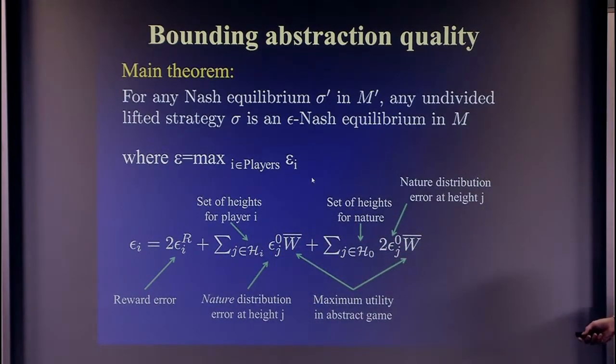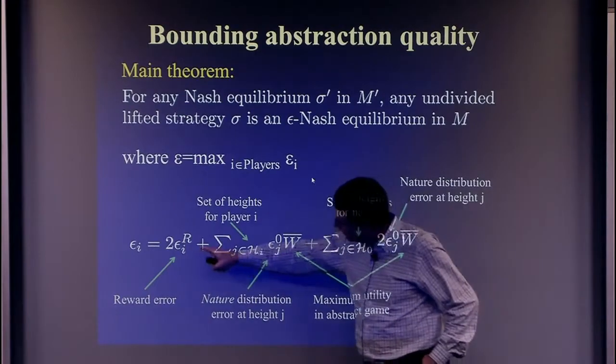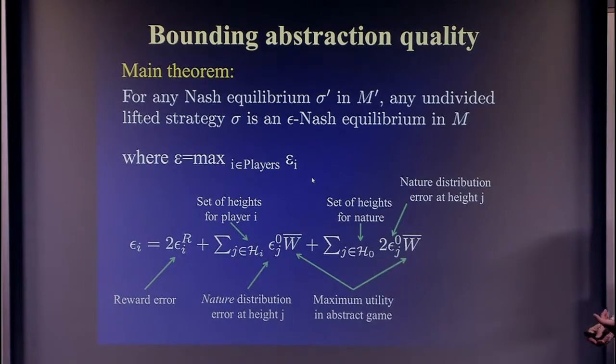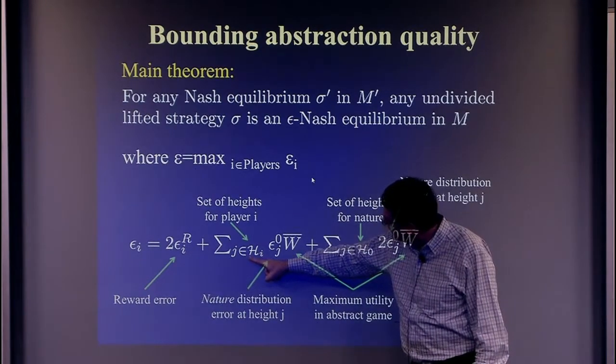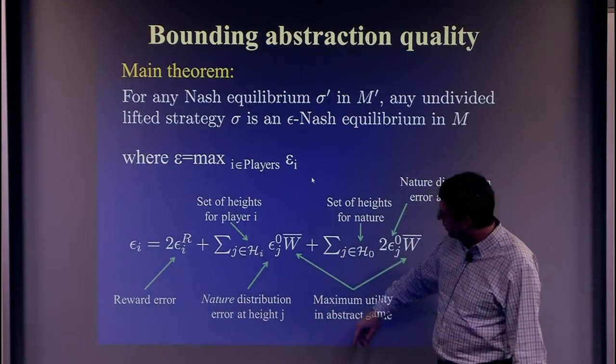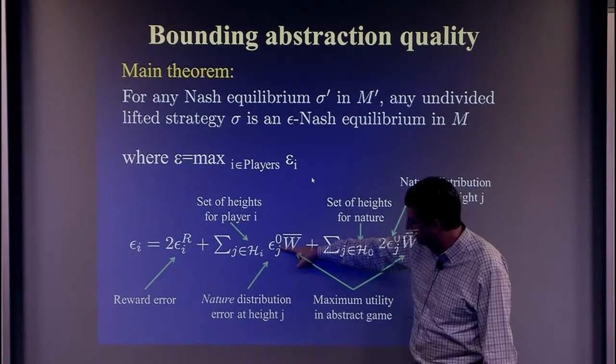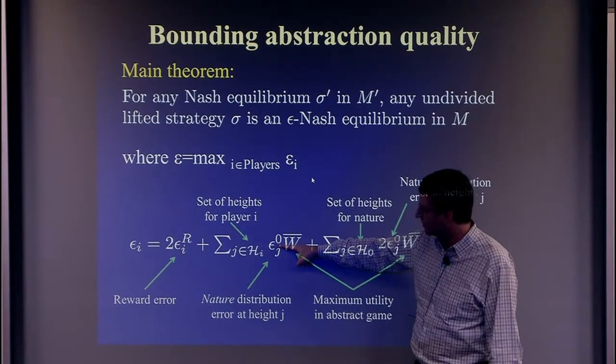And what is that? Well, it's two times the reward error, which is defined recursively on the game. So a node's reward error is how it differs from the abstraction if it's a leaf, and you recursively define it up the tree so that at player nodes, it's a maximum error over the child nodes, and at nature nodes, it's a weighted sum. Then you add the sum of heights in the game tree for that player of the maximum utility in the abstract game times the nature distribution error at height j. And here's a little subtlety.